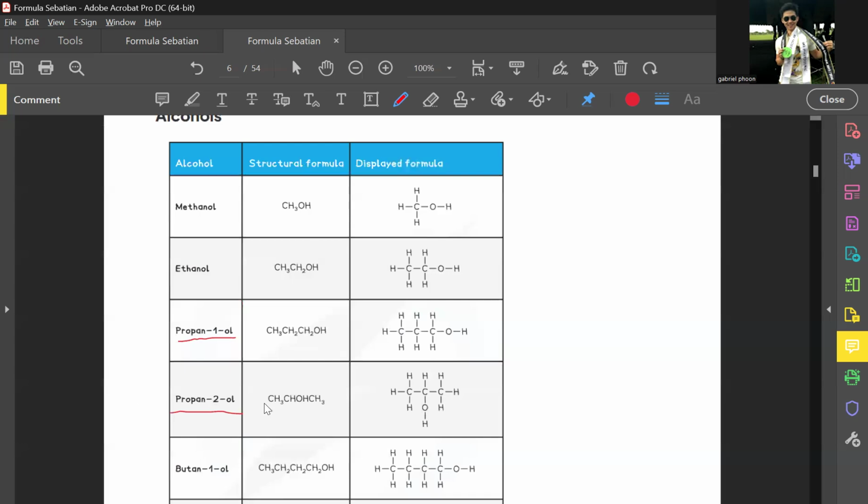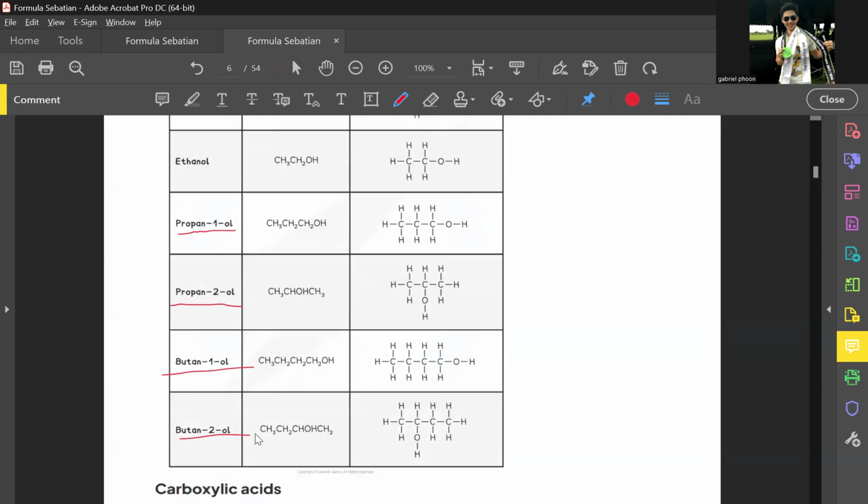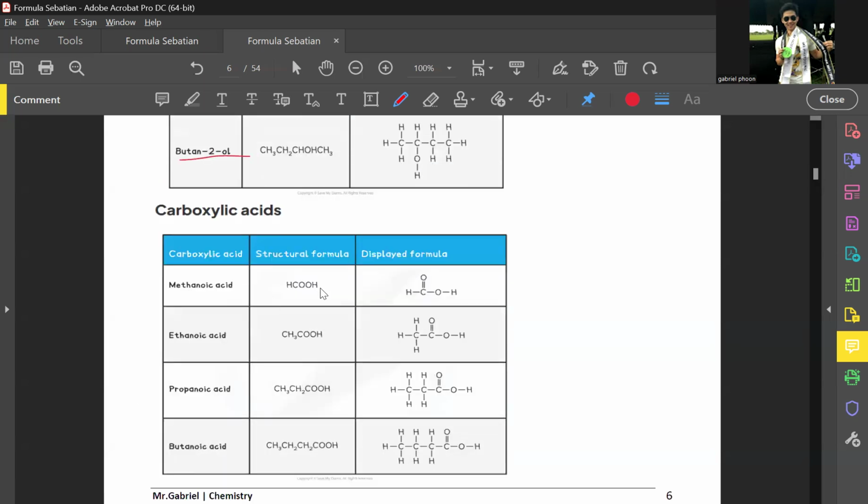Yeah, very good, because the so-called prop-3-nol is literally the same thing as prop-1-nol, so there's no such thing, right? Butan-1-ol, butan-2-ol, is there a butan-3-ol? No, butan-3-ol is the same thing as butan-2-ol, so no difference, right? No such thing. And carboxylic acid as well.